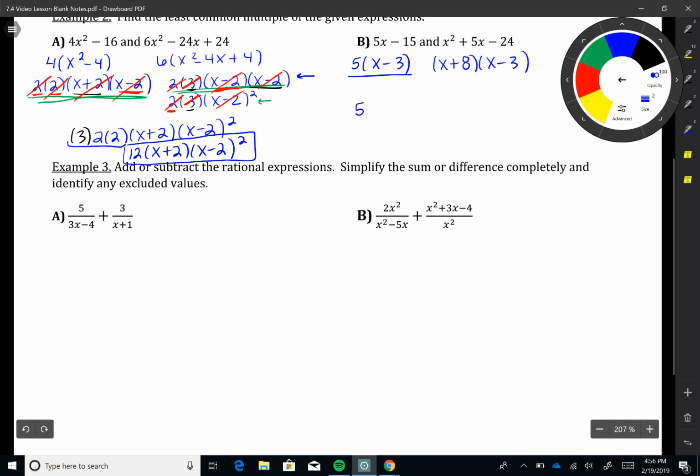I'm going to look at the left expression first. There's a 5, and there's an x minus 3. Because there's an x minus 3 there, I've already covered that x minus 3 and that 5. And all I have left to cover is this x plus 8. And that would be the LCM.